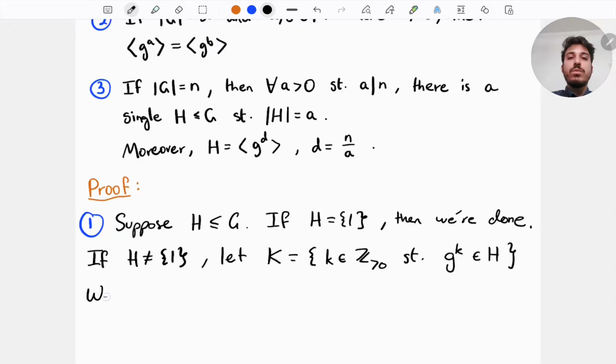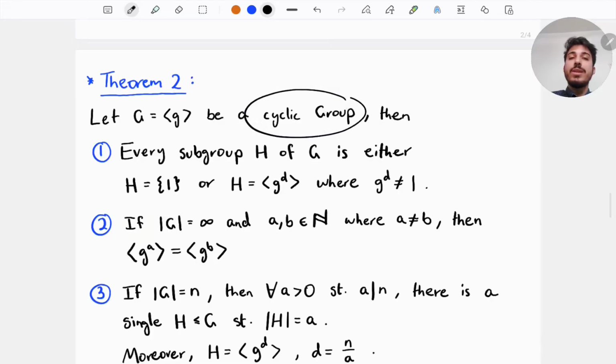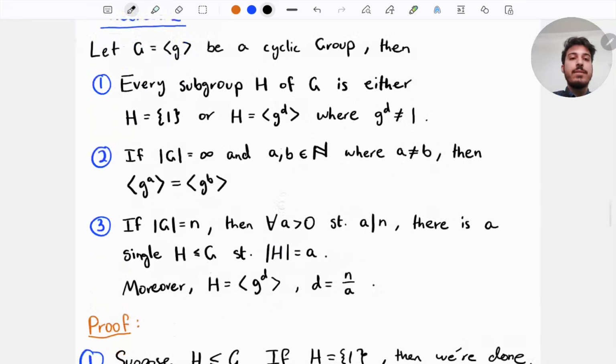We know that this set K is non-empty because we've just said that since H is not just the set containing the identity, it contains another element which has to be g to the k, where k is positive, because remember, we are in a cyclic group. So in a cyclic group, every element is the power of the generator here. Every element is g to the k for some k.